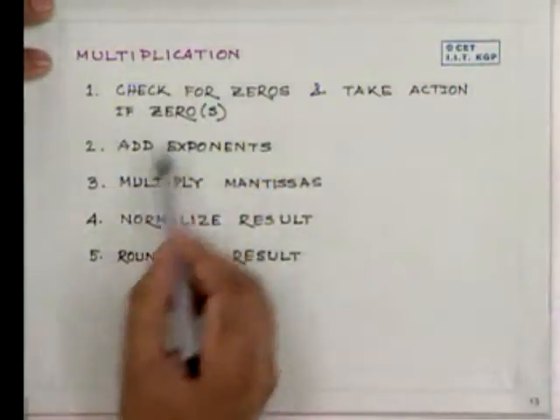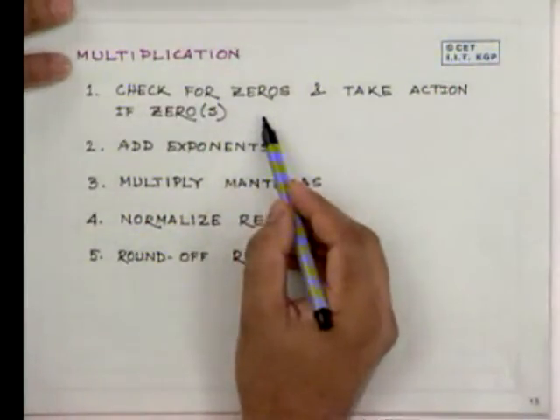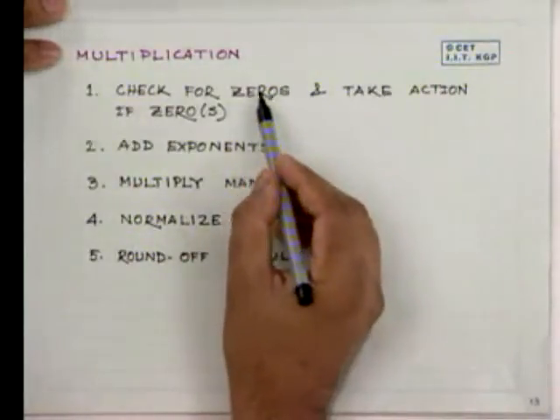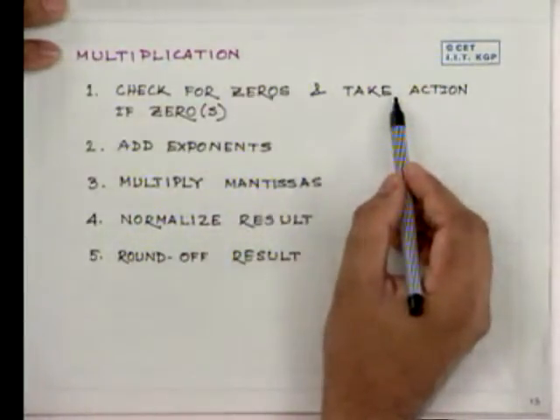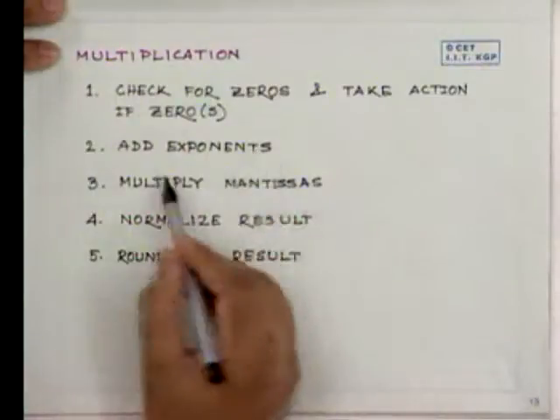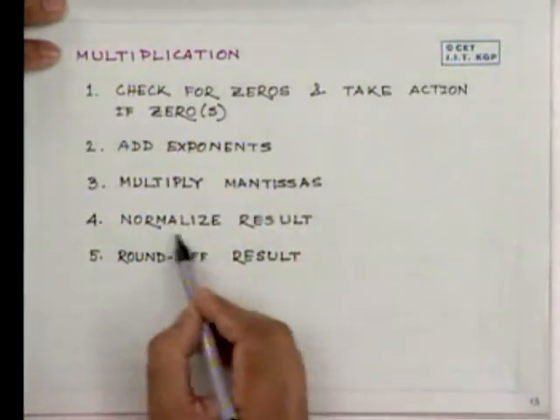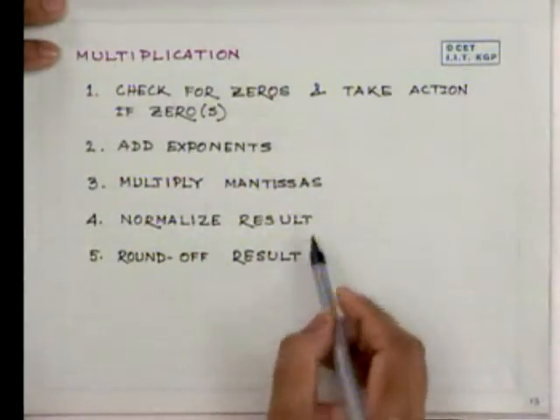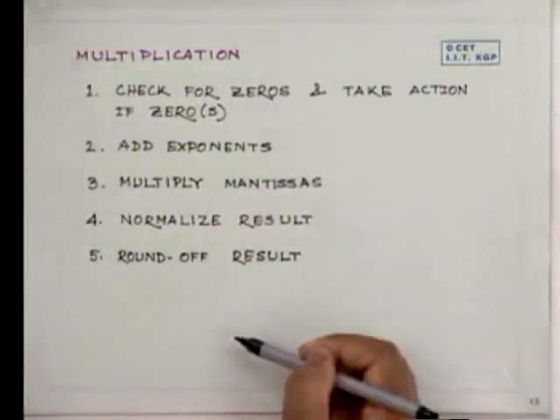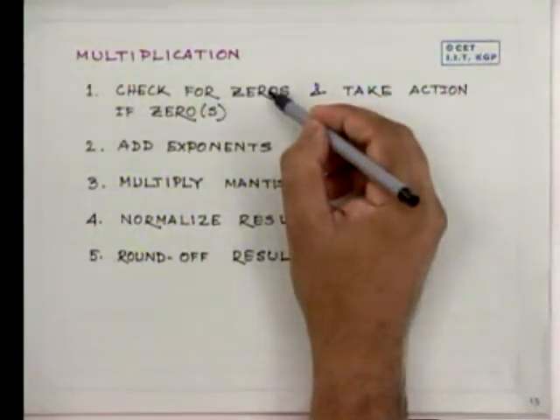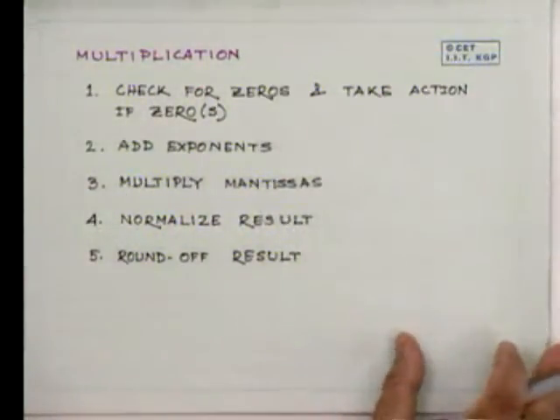The simple algorithm will be: check for zeros and take action if zeros. That means if one of them is 0, then the result is 0. Then add the exponents, multiply the mantissas, normalize the result and round up the result. These are the basic steps that we'll have to do for multiplication of two floating point numbers.